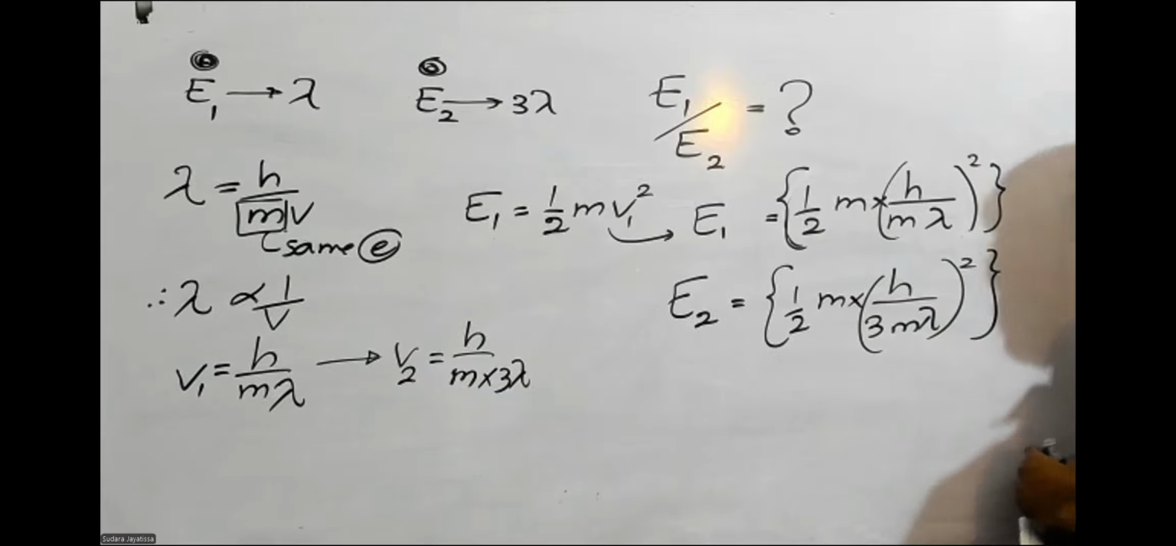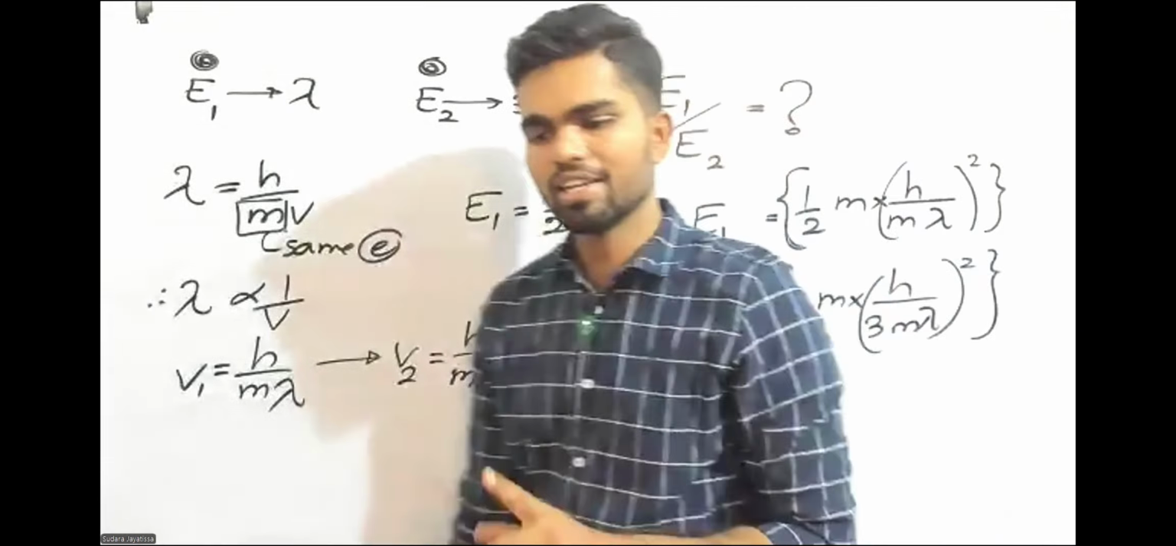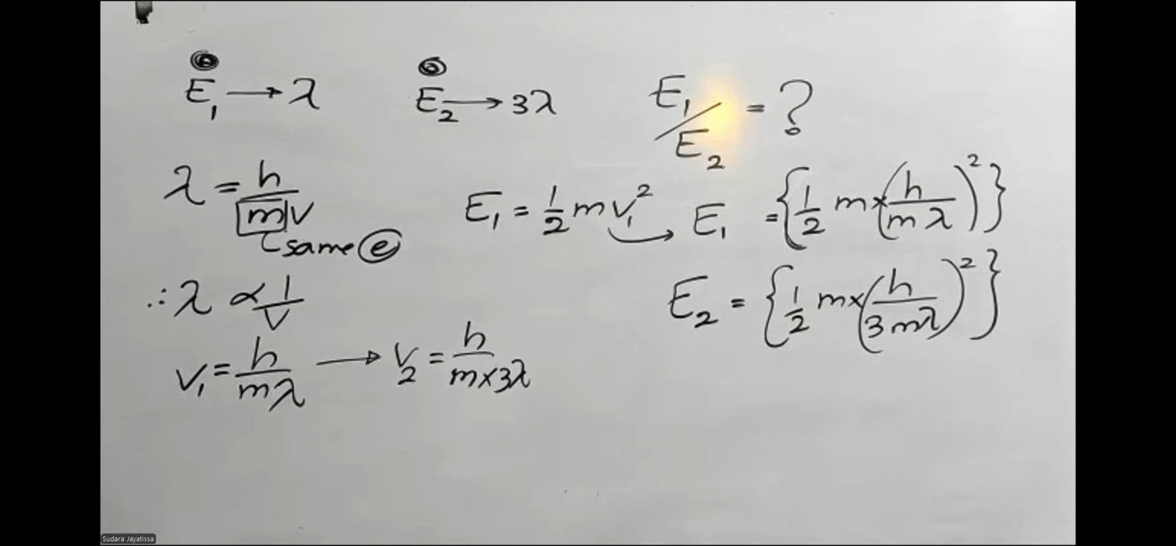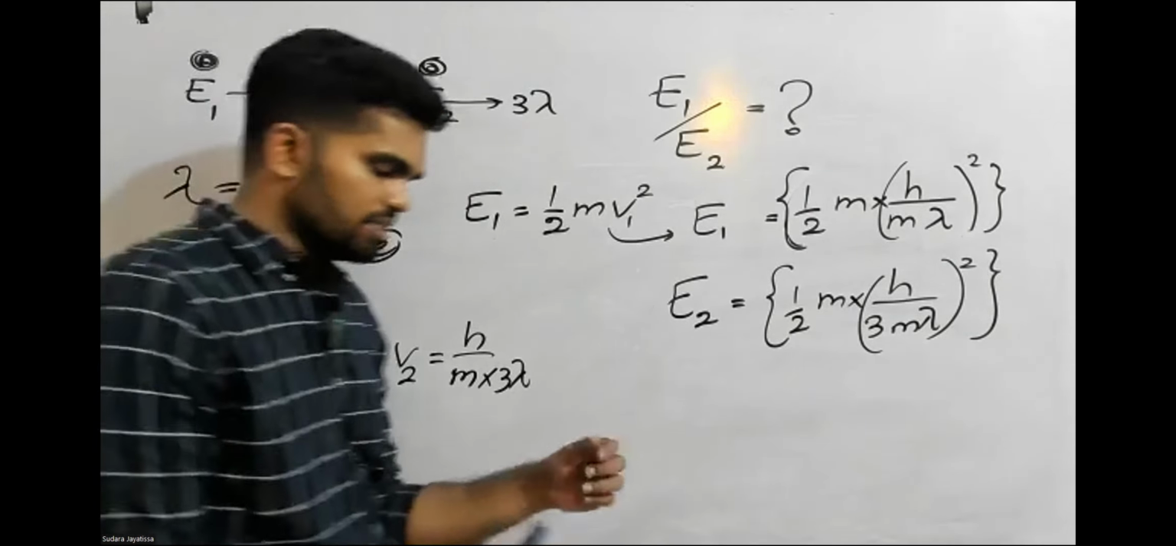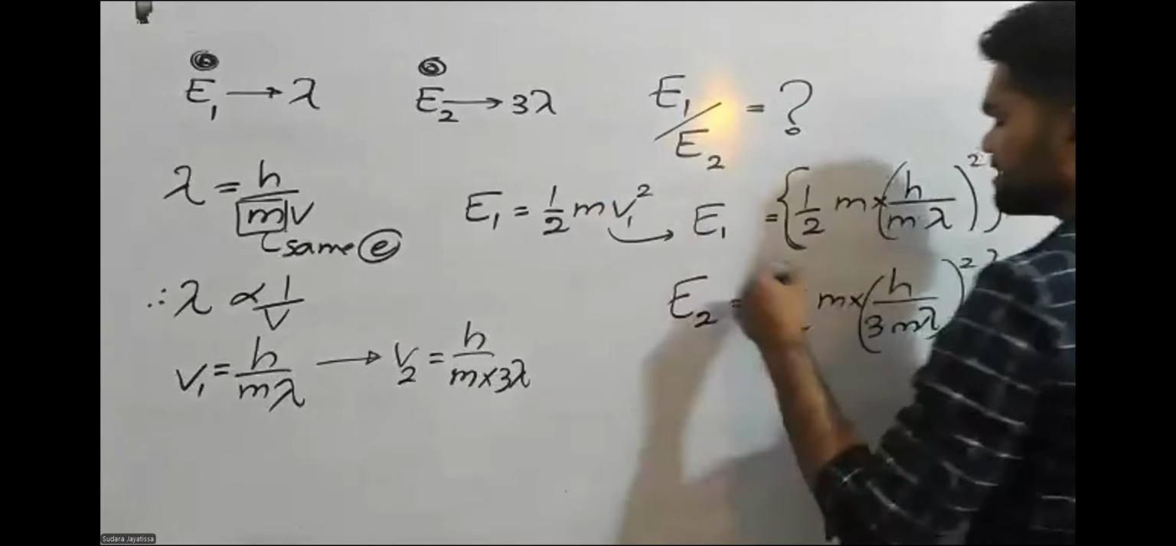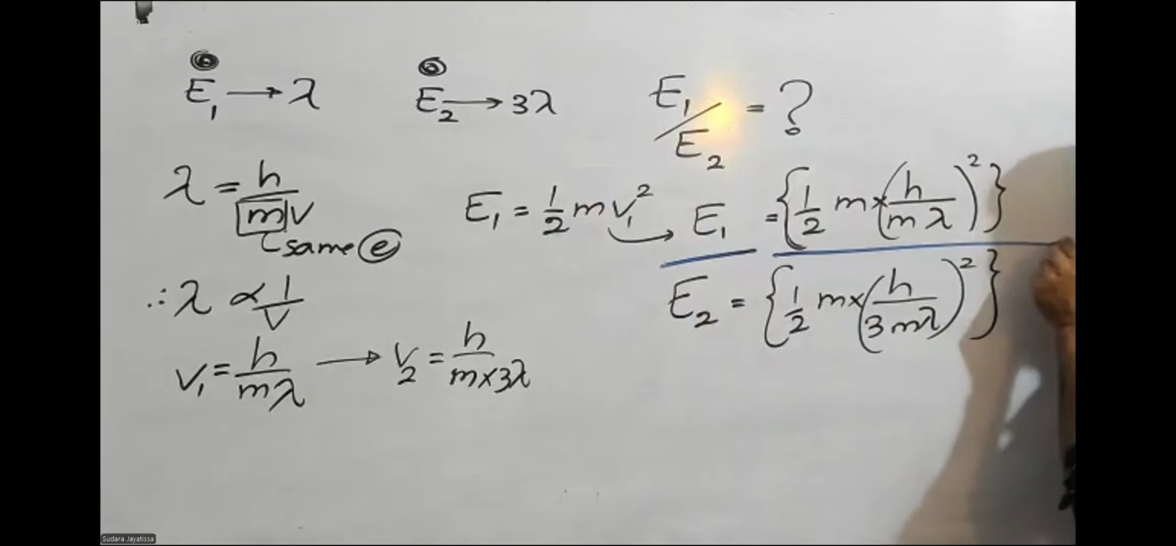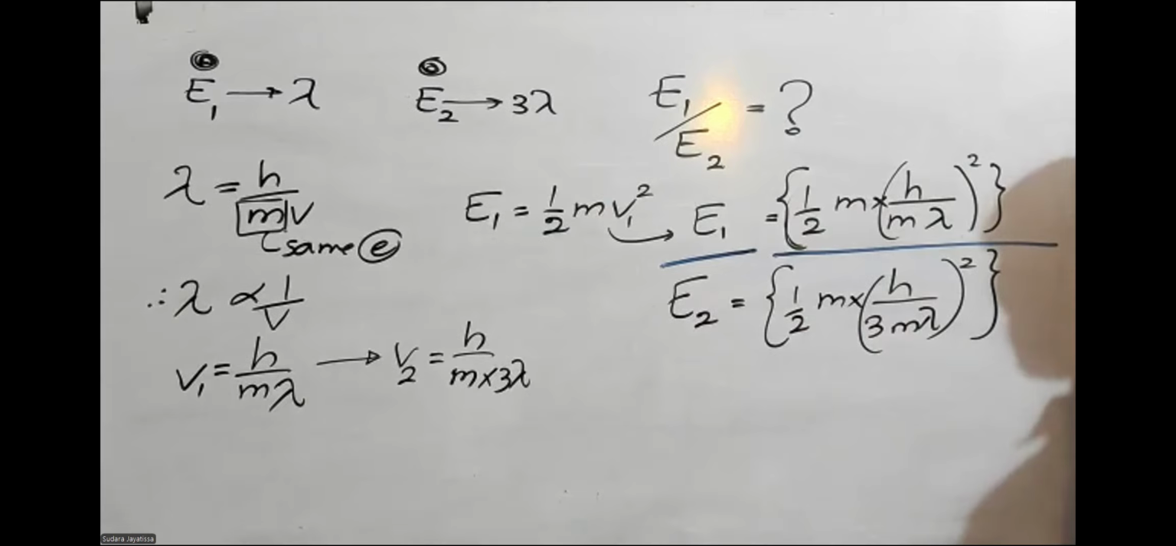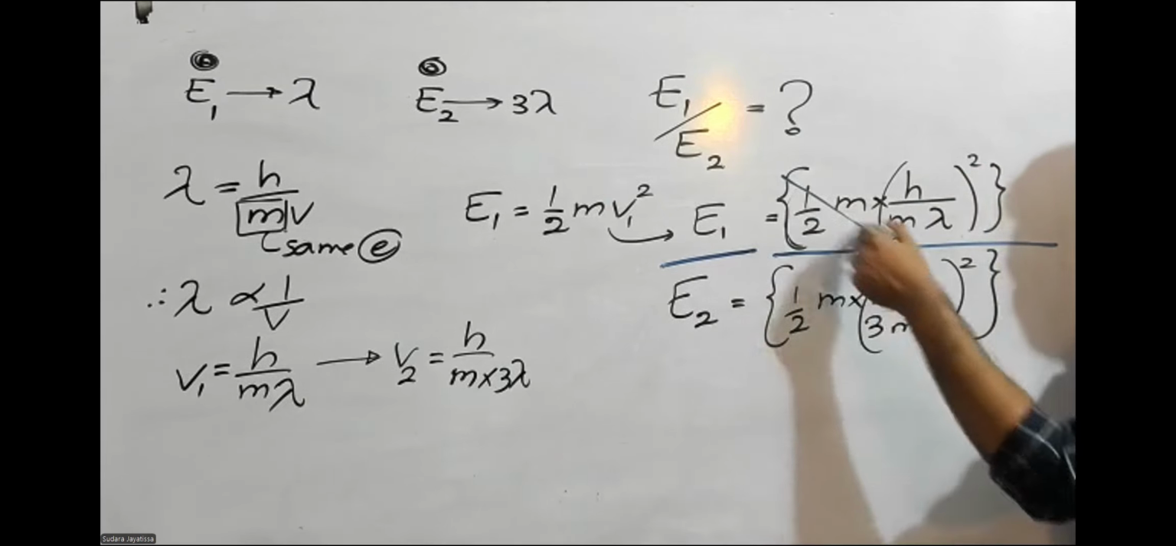So is there any doubt regarding this one for E1 and E2? Okay, E1 and E2, right? Then what they're asking is the ratio, no? That means you have to divide them. Okay, you have to divide them. So then you will get the answer. So when you are dividing, these values will be cancelled.